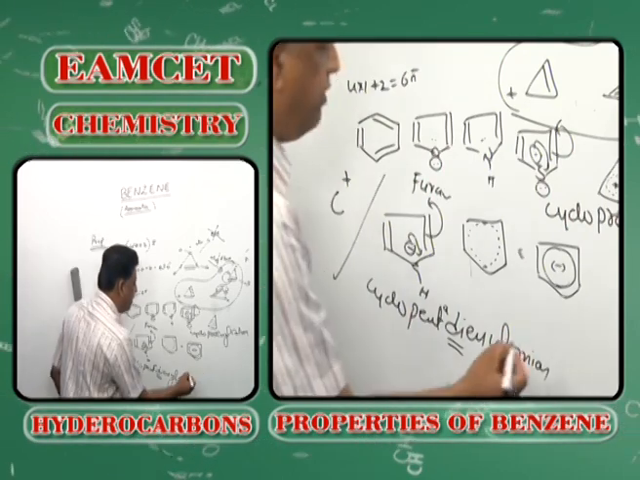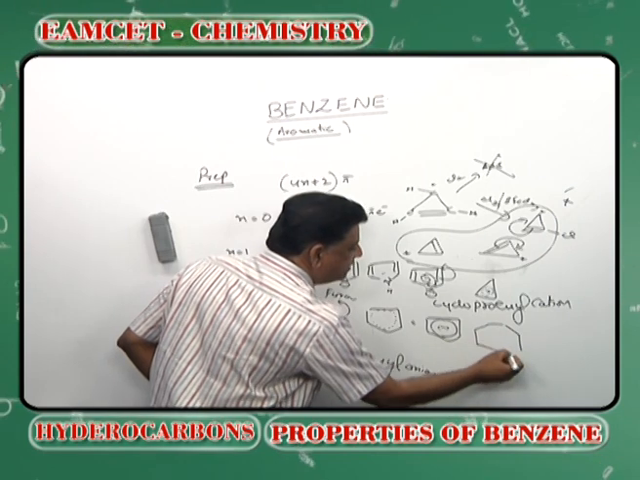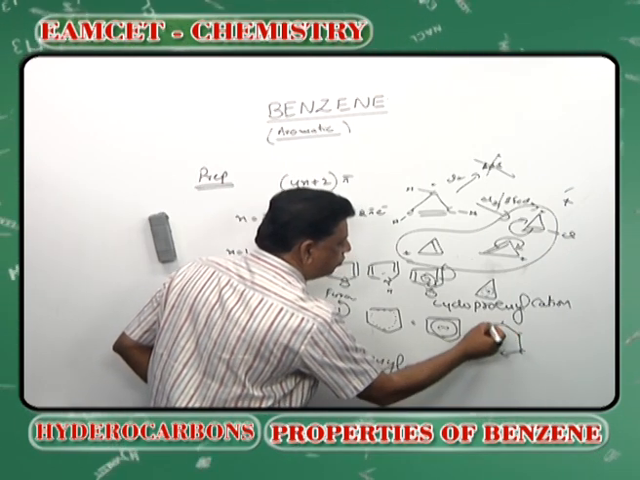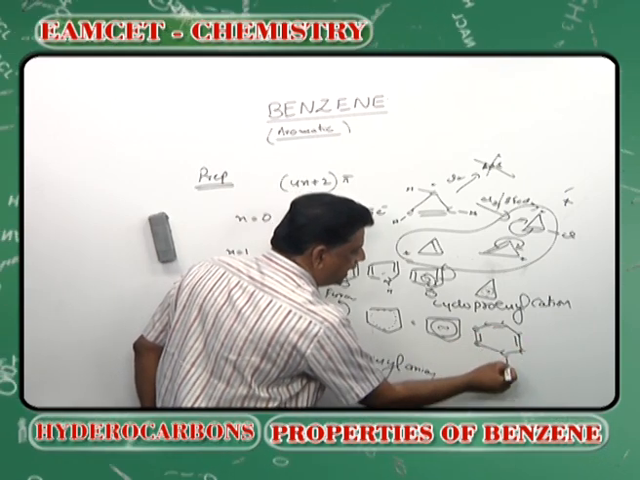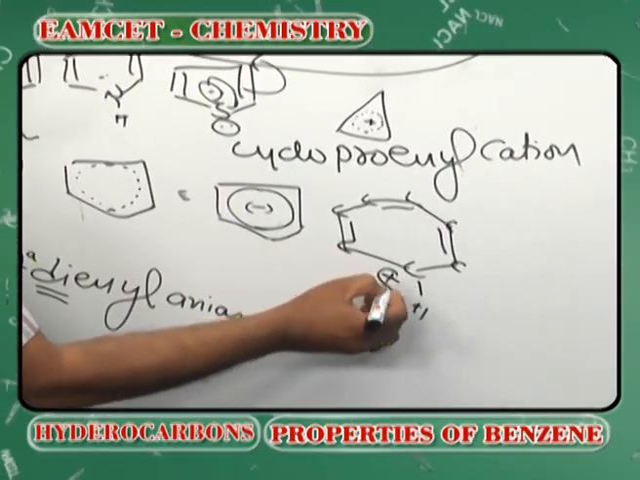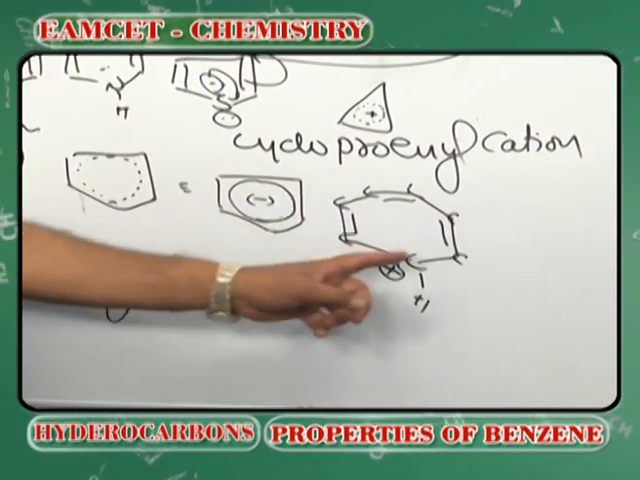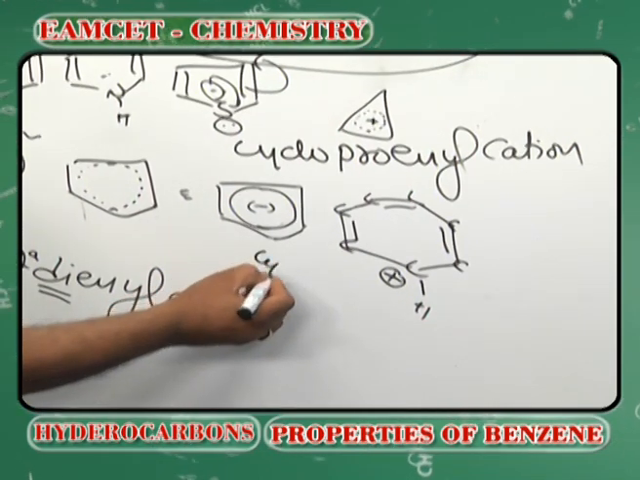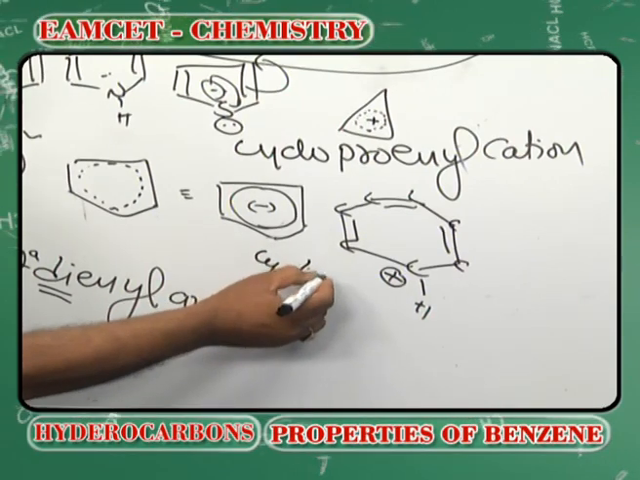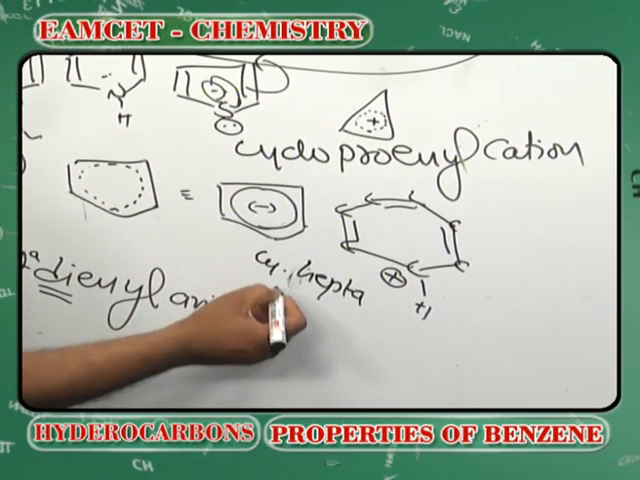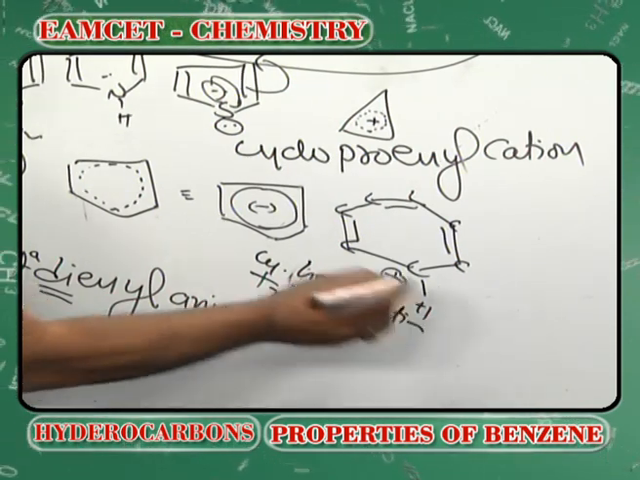Now, similarly, you can also have a cation. 7 carbons are there, 1, 2, 3, 4, 5, 6, 7 carbons. 3 double bonds are alternating, and on 1 carbon we have a positive charge. Positive charge means 1 electron is missing. So 3 into 2 is 6 electrons. 7 carbon means hept. This is the cycloheptatrienyl cation, which is also aromatic.